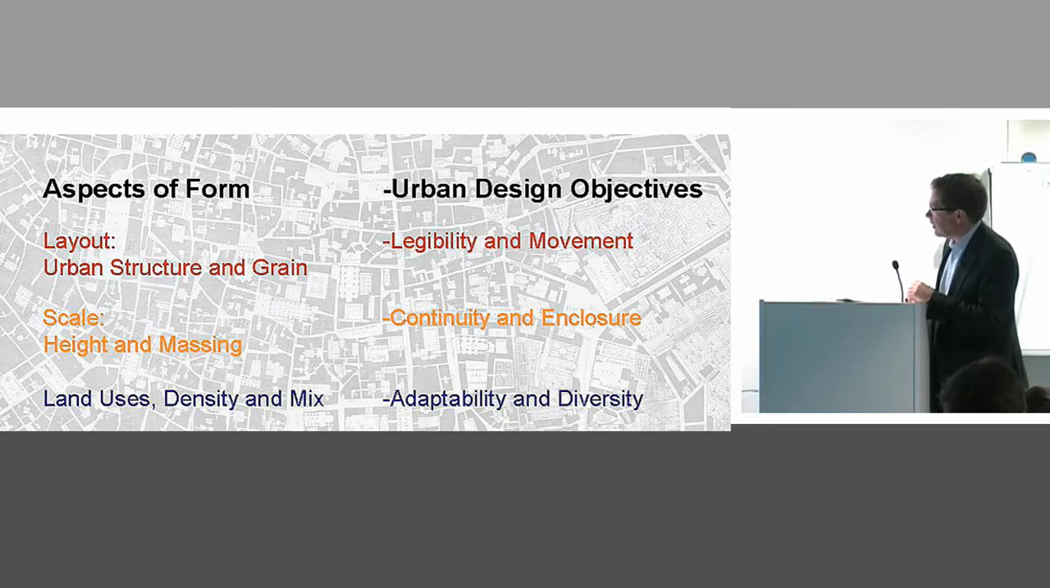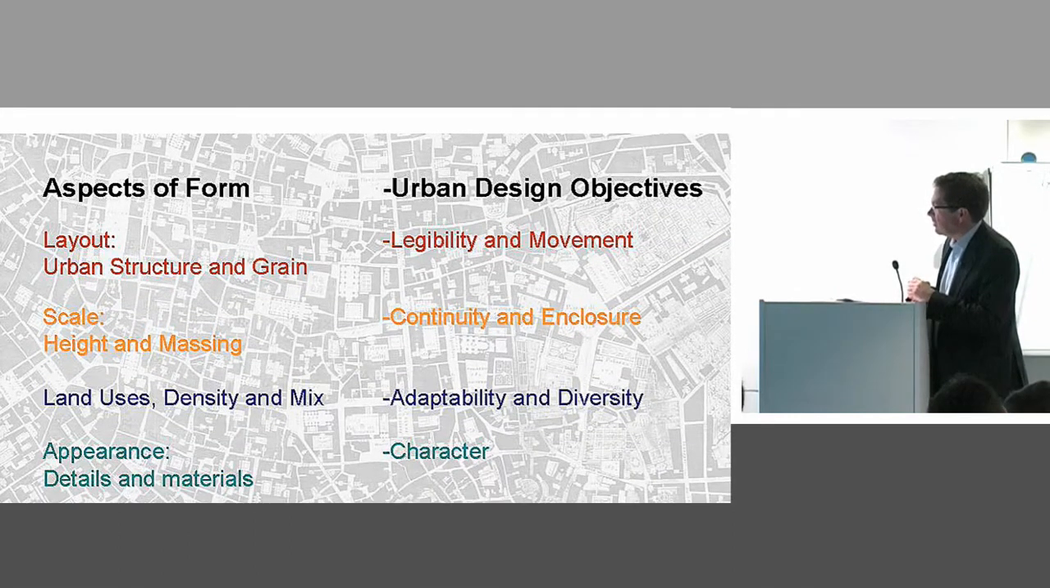We talked about adaptability and diversity, and they're essentially about change and variety, and they relate to the aspects of form, density and mix, and also the way in which land uses are arranged. And again, we understand that a land use can change through the life of a building or through the life of a place. Sorry, jumped through two of those.